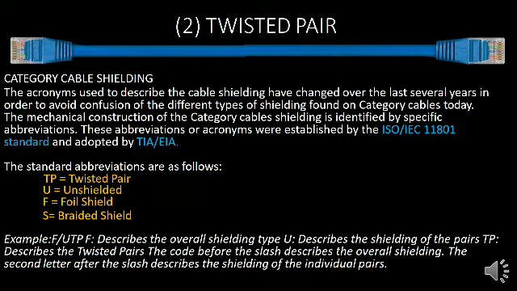The standard abbreviations are as follows: TP, twisted pair; U, unshielded; F, foil shield; and S, braided shield. Example: F/UTP. F describes the overall shielding type. U describes the shielding of the pairs. TP describes the twisted pairs. The code before the slash describes the overall shielding. The letter after the slash describes the shielding of the individual pairs.